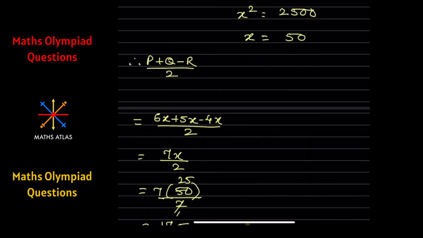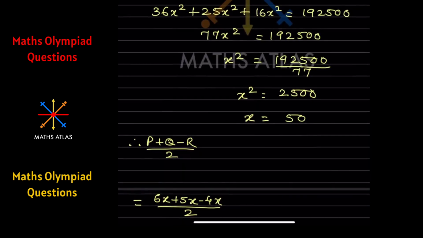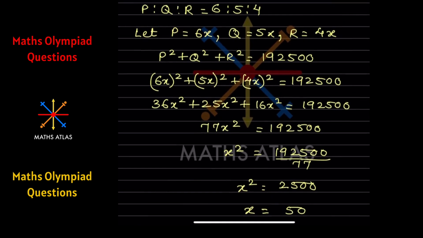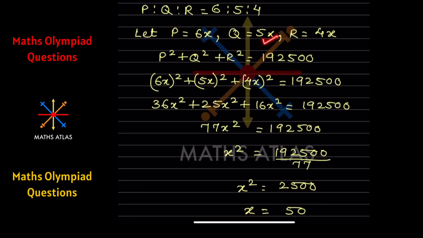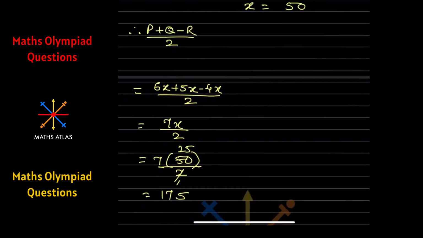Now what is given over here is that you have to find out P plus Q minus R divided by 2. So first thing, what are we going to do? Here, what is P we have considered? 6x, Q as 5x and R as 4x. So let us write that one. 6x plus 5x, and because this is minus, we'll put here minus 4x, divided by 2. So when you solve this, it is going to be 11x minus 4x, that is going to be 7x by 2.